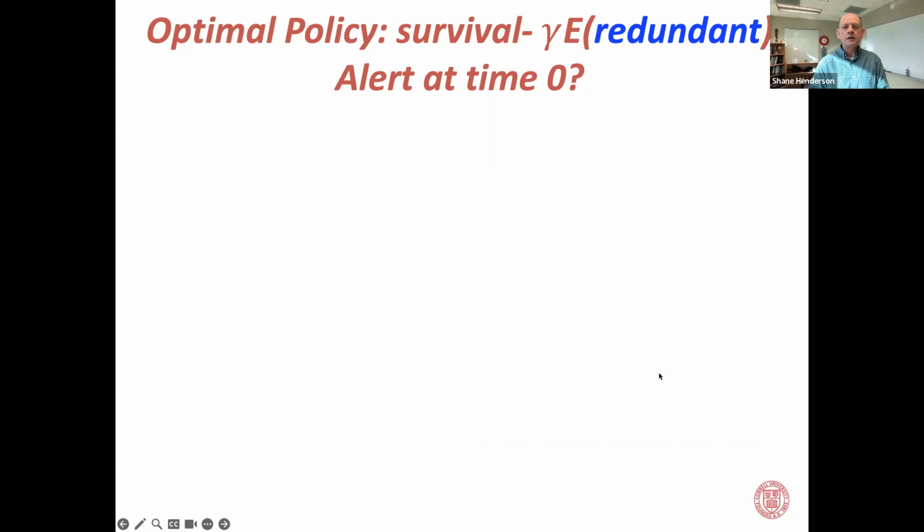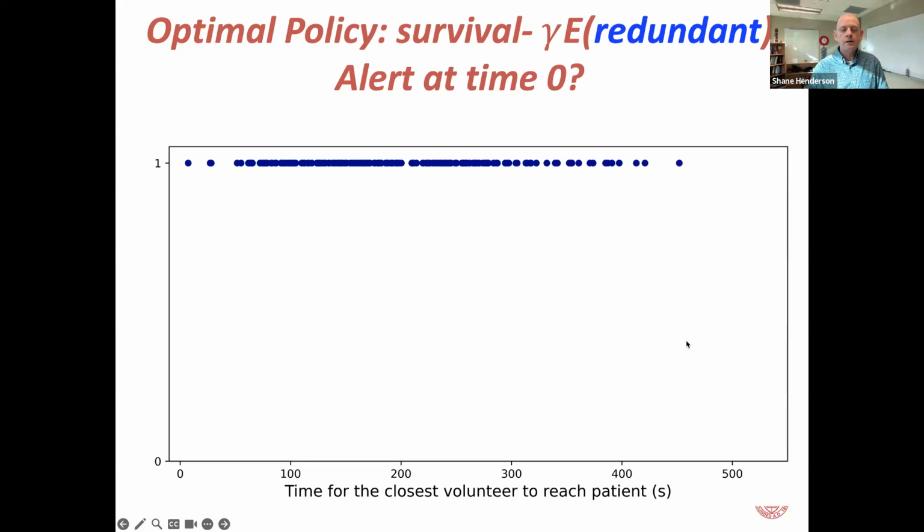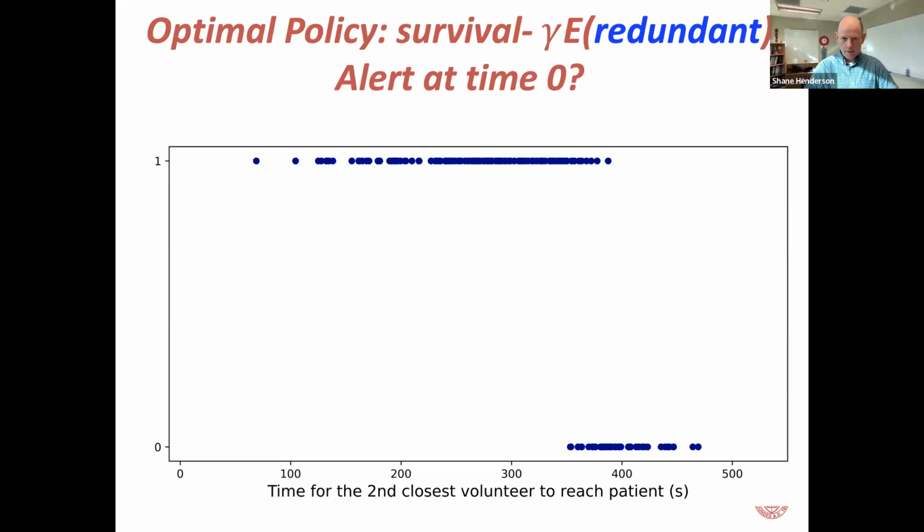But when you get to the redundant, it's quite a different story. So here is the closest volunteer, and of course, you're not penalized for that closest volunteer, right? Because they're not redundant. So you definitely alert everybody. But then what about the second closest? And this is the earlier question. Here you see this kind of overlap, right? So there's a range of distances where sometimes you alert them and sometimes you don't. And that's going to relate to what happens with the outcome. Like, did that first volunteer cancel the alert or not?